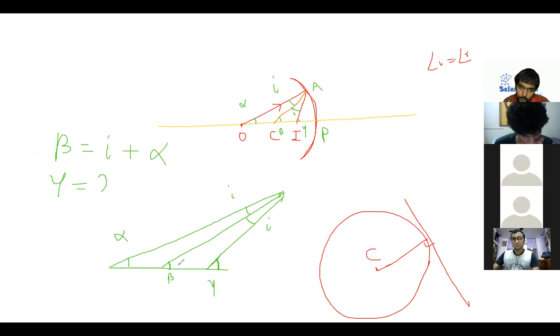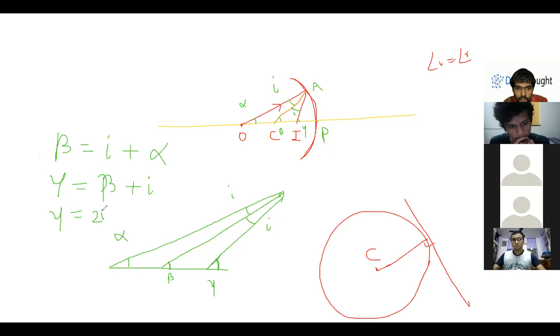So gamma is beta plus I. But what is I? I is beta minus alpha. So gamma is alpha plus 2I, and I is beta minus alpha.